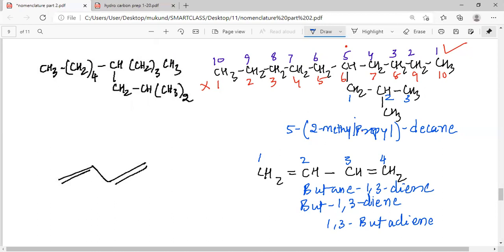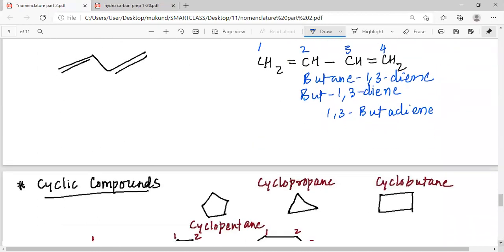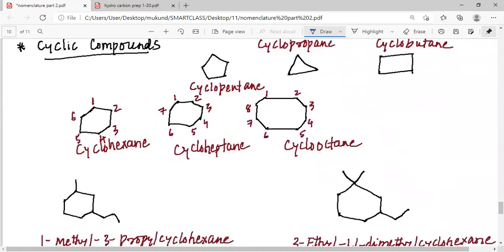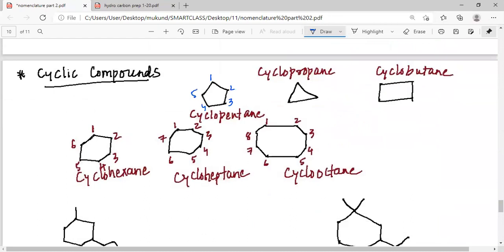So this is how, my dear students, we can write the names for these compounds. Now let's have a look at the cyclic compounds. You can see that first we have cyclopentane with 5 carbon. All these carbons are available as CH2. Here we have cyclopropane with 3 carbon. Here we have cyclobutane with 4 carbon.